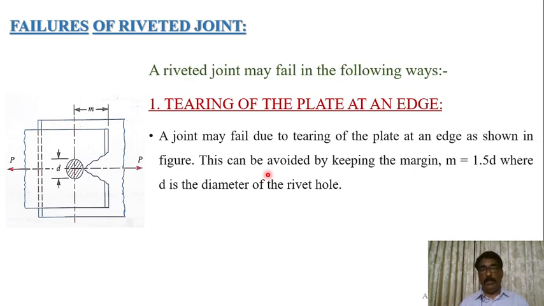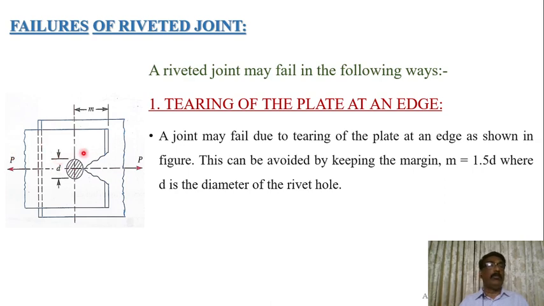So in this topic, we are mainly studying the different types of failures, and the knowledge of this is very important while designing the riveted joint, just in order to find out the safe dimensions in order to avoid the failure. So the first type of failure is tearing of the plate at an edge. A joint may fail due to tearing of the plate at an edge as shown in the figure. This can be avoided by keeping the margin M equal to 1.5 D, where D is the diameter of the rivet hole.